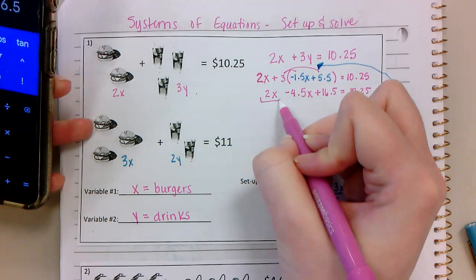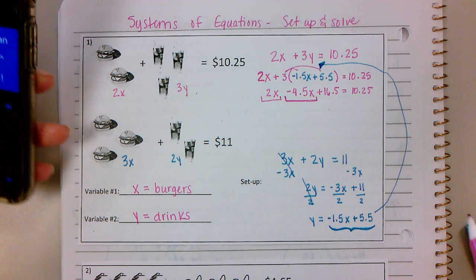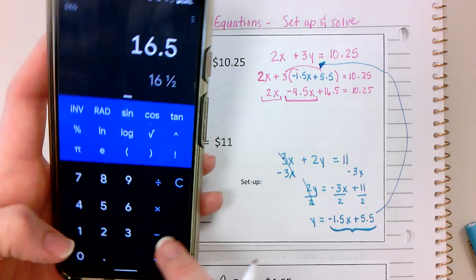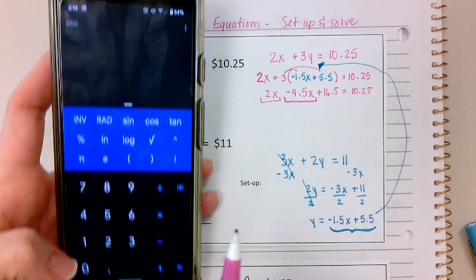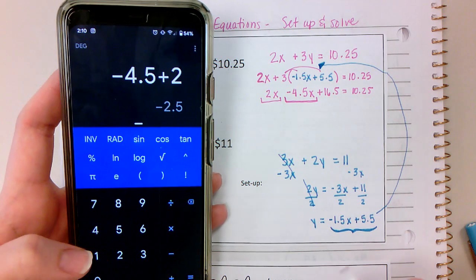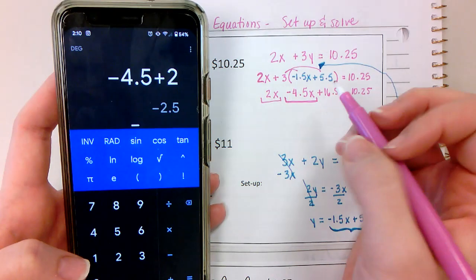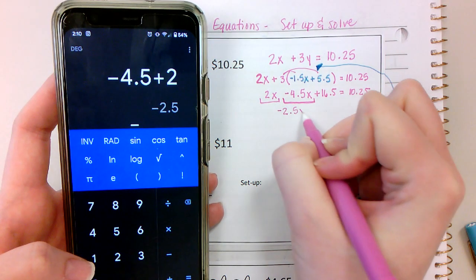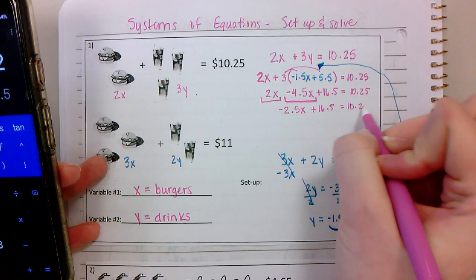At this point, you're going to combine like terms. So I know a 2x and a negative 4.5x are like terms. They both have an x. So I'm using my phone right here. If you use a phone as well, you can see how I do this. So negative 4.5 plus 2, I just use the numbers, and then I know that there's going to be an x attached to that. You can't plug in the x in your phone. That's okay. You can look at your numbers and combine them. So that would be negative 2.5x, and then bring down the plus 16.5 and bring down the equals 10.25.